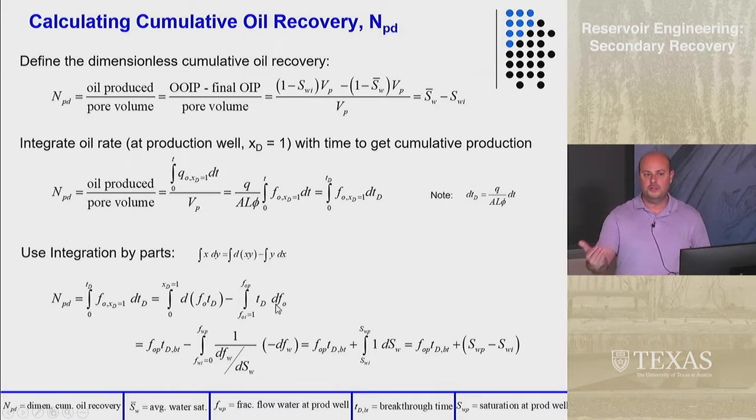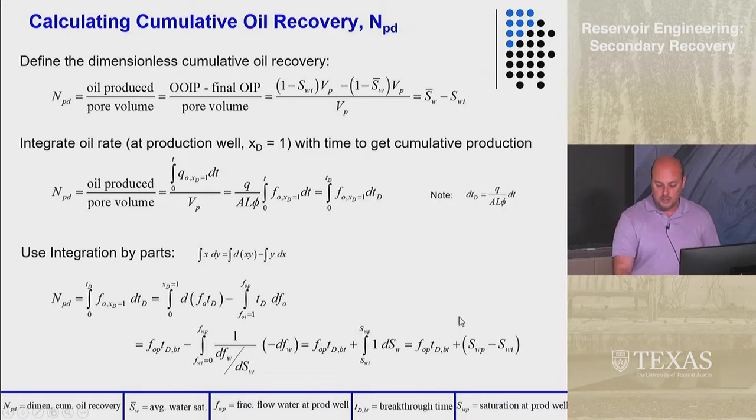Since FO plus FW is 1, that means that dFO is minus dFW. So you have a negative here and a negative here. Those cancel and you get a positive. Also, this dFW here cancels with this dFW. And so then the dSW flips up to the numerator. So now you have the integral of 1 dSW. The integral of 1 is super simple. And so the limits of integration there are SWI to SWP.